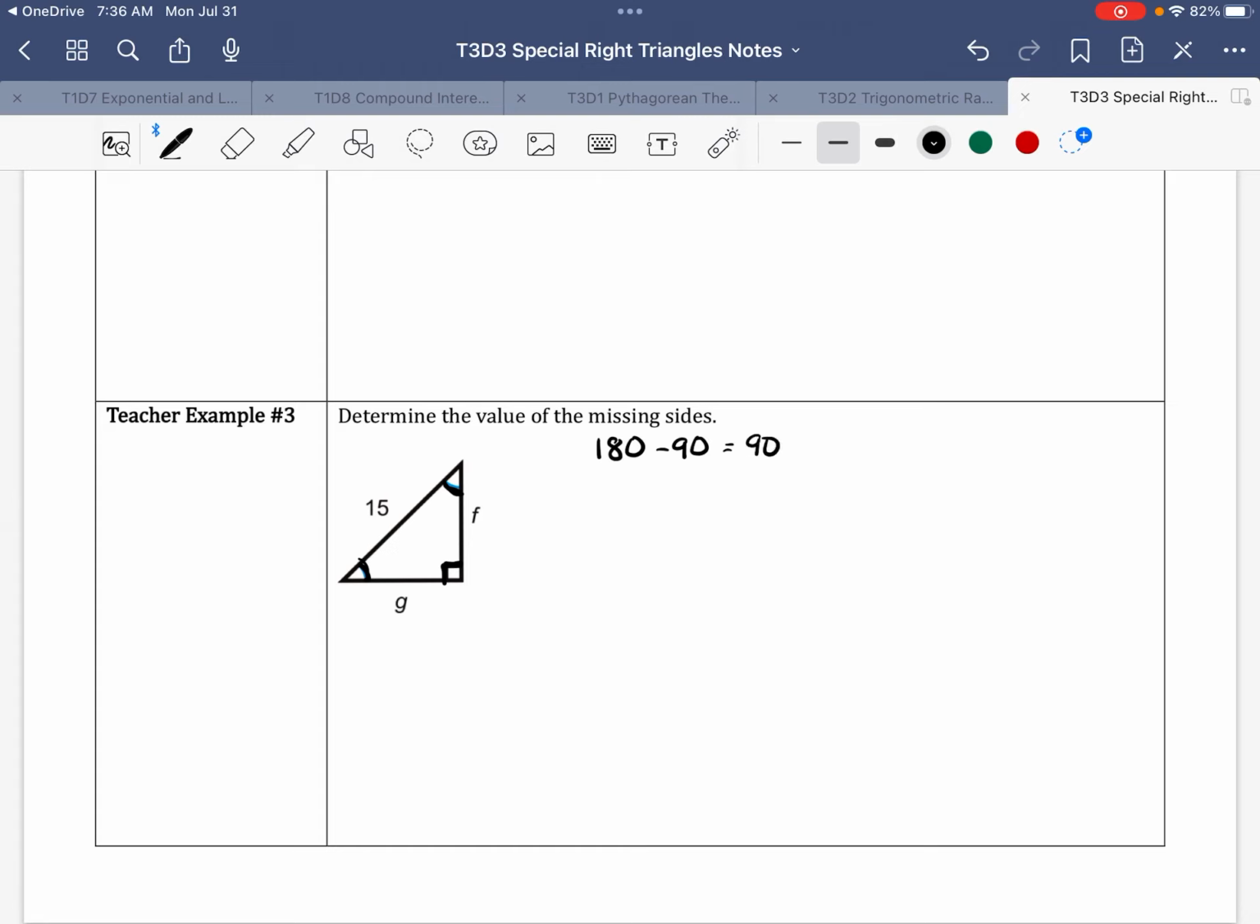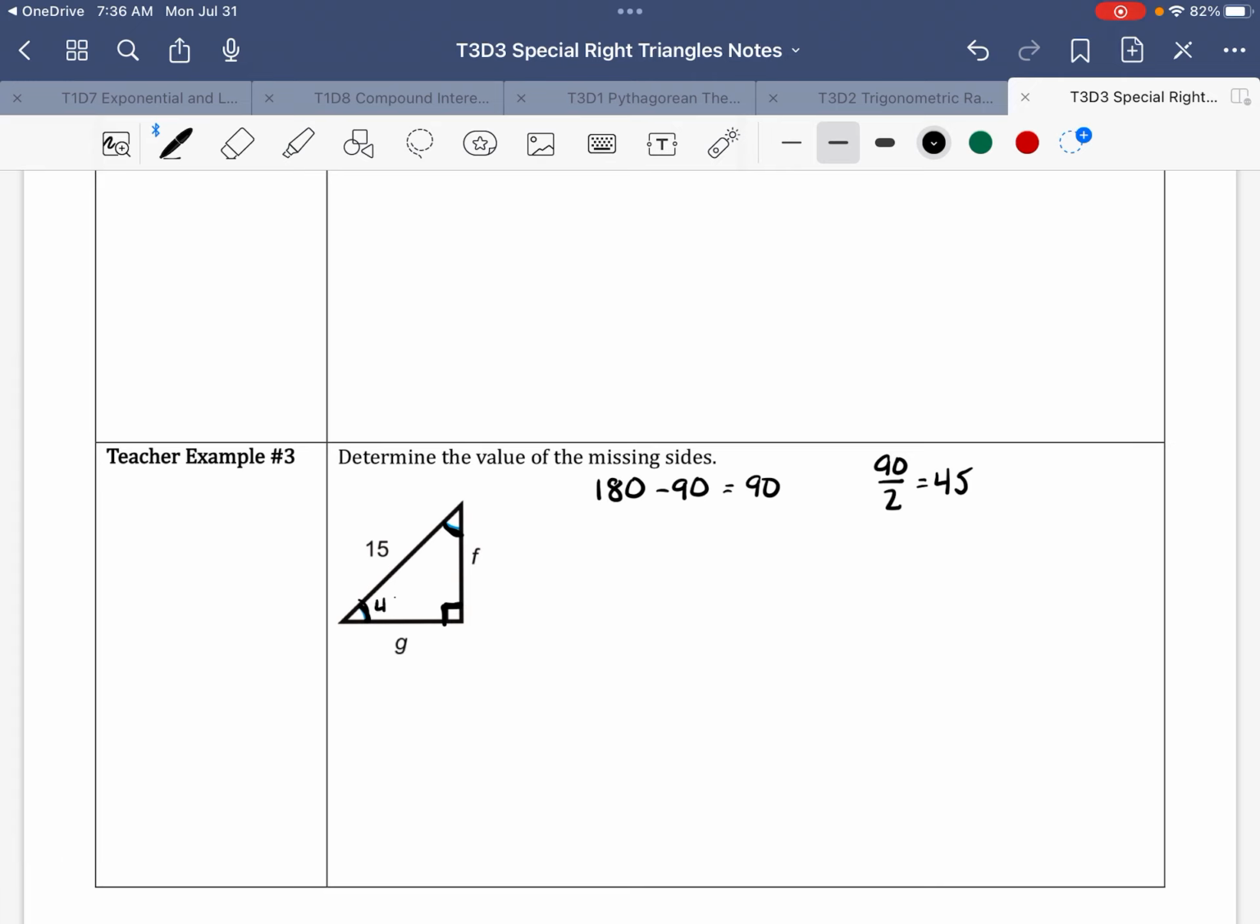In order for that 90 degrees that's left over to be split equally, we can divide it by 2, and we get 45. And so the only way for this configuration to work is for both of these angles to be 45-degree angles. So 45 plus 90 equals 180, where 45 is equal to 45. Okay? That means we can use our guide triangle.